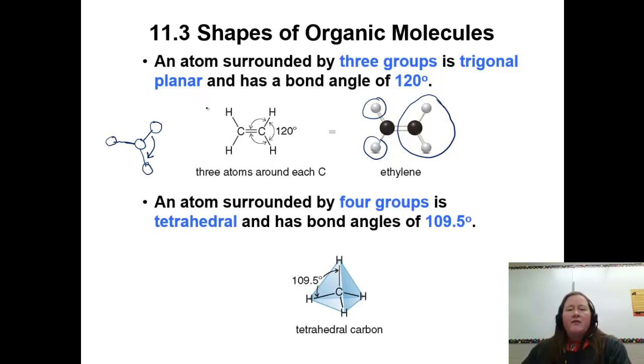When an atom is surrounded by four groups, it's called a tetrahedron. So if you could visualize this, this is my central group, and imagine this as like a tripod. I am not the best drawer. And then sticking up out of the tripod is that fourth thing. So this is called a tetrahedron, and the bond angle between atoms in a tetrahedron is very specific. It's 109.5 degrees.